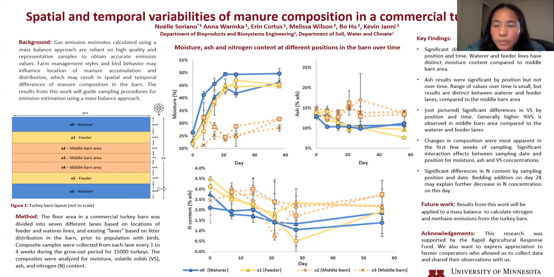To summarize, the purpose of this work was to identify spatial and temporal variabilities of manure composition in the turkey barn. These results will be applied to a mass balance to calculate the nitrogen and methane emissions from the turkey barn.